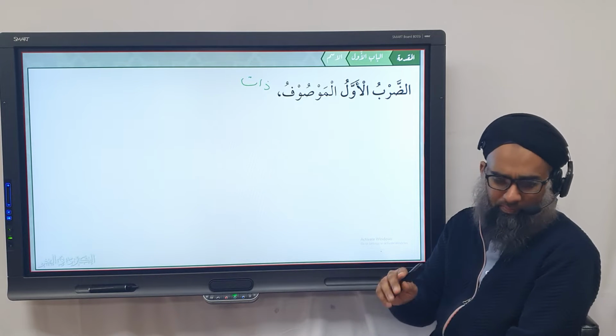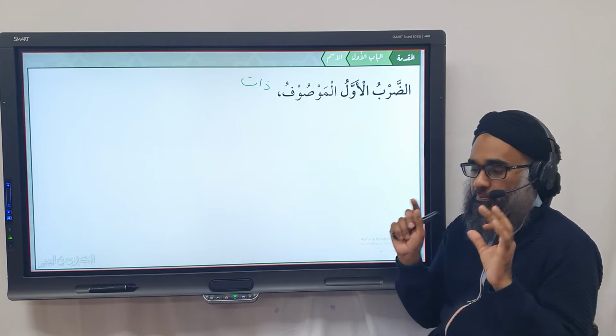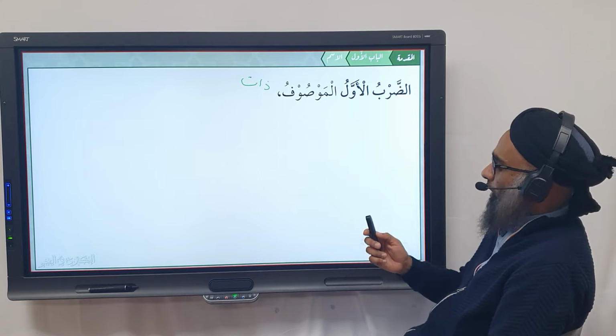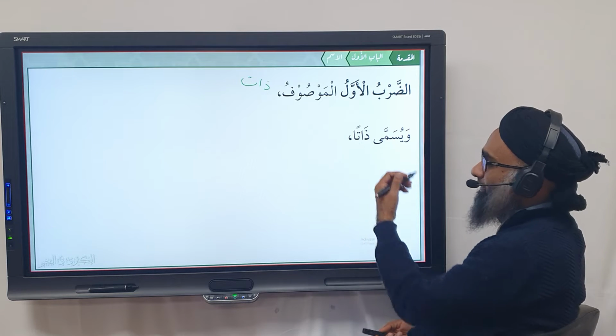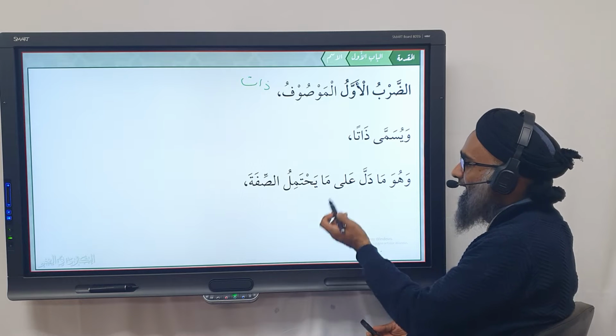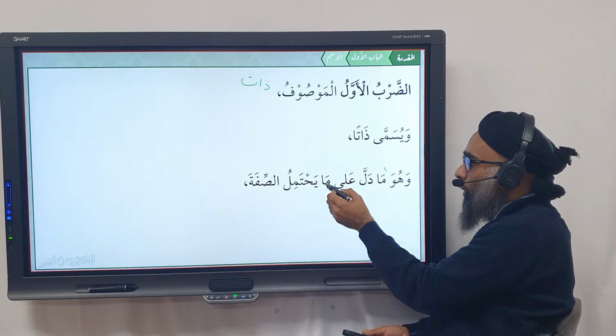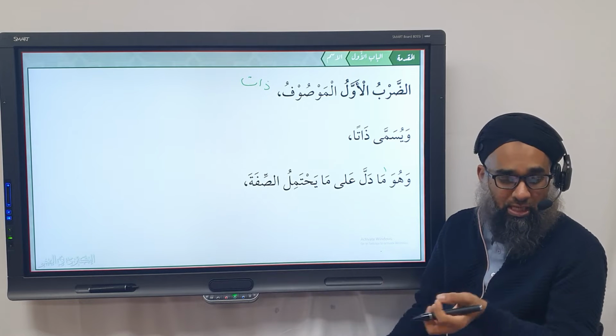This is important here in Nahw, and these words come up in Aqidah as well, so it'll be beneficial there too. To know all these terms is very important, so when they come, you know what it's talking about. So ismu mawsuf, what's that? It's also called ismu dhat. What is it? وَهُوَ مَا دَلَّ عَلَى مَا يَحْتَمِلُ الصِّفَةَ. It is that noun which denotes something which can take a sifa.